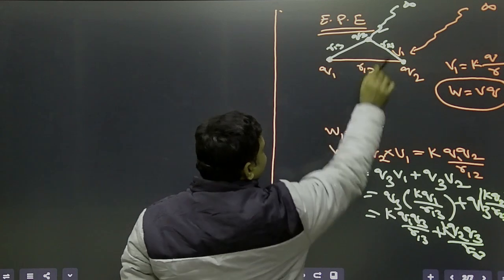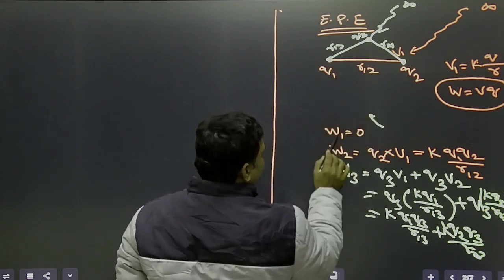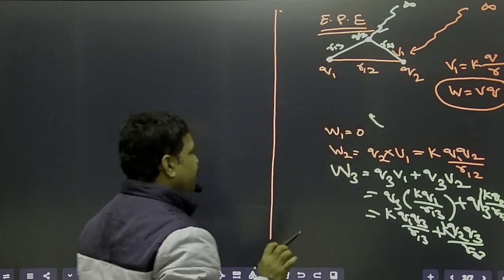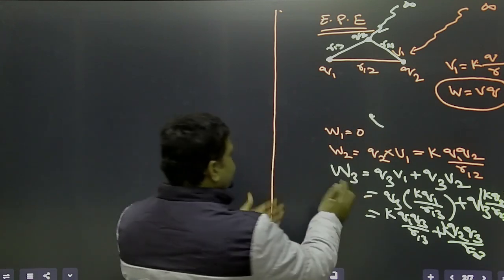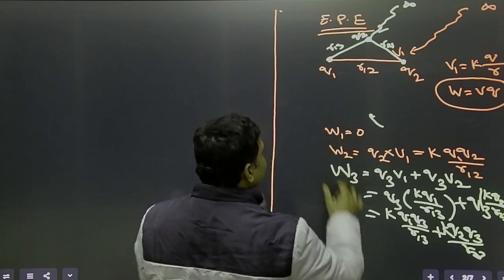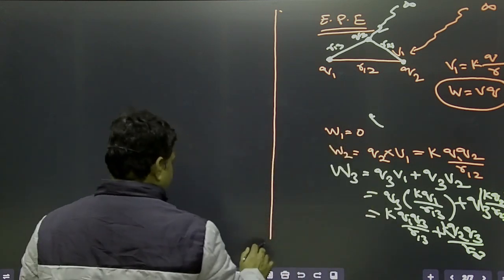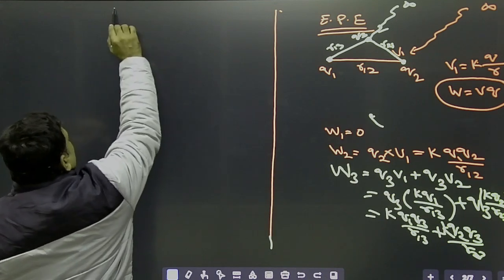If I am considering 3 point charges, then this will be W1 plus W2 plus W3. Similarly, if there are 4 charges, then W4 will also be there. So like that we can summarize things. Now I'll summarize.